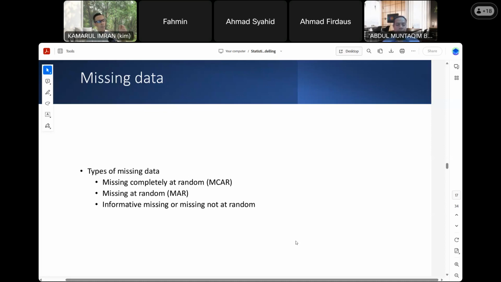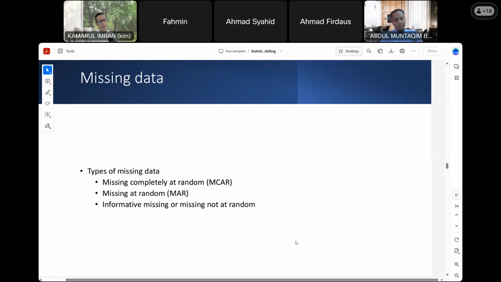For example, if you ask about income, those whose income is maybe too high or too small decide that, oh, I don't want to answer that question. So they do not fill in the information for that question, but for other questions, they answer. So that is considered missing at random. Not completely at random, just at random.